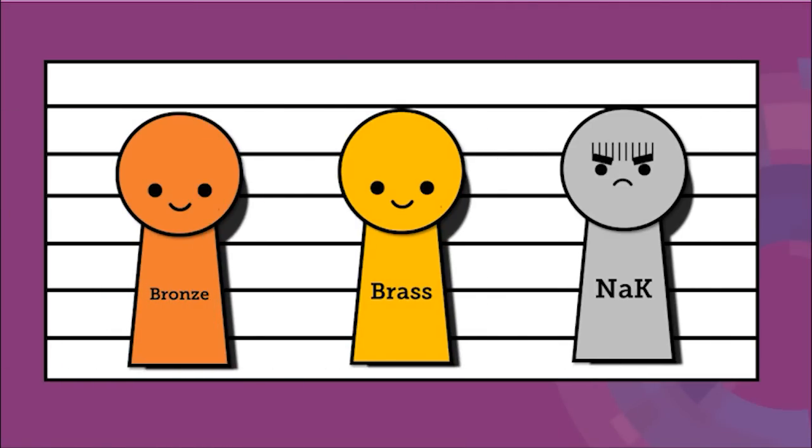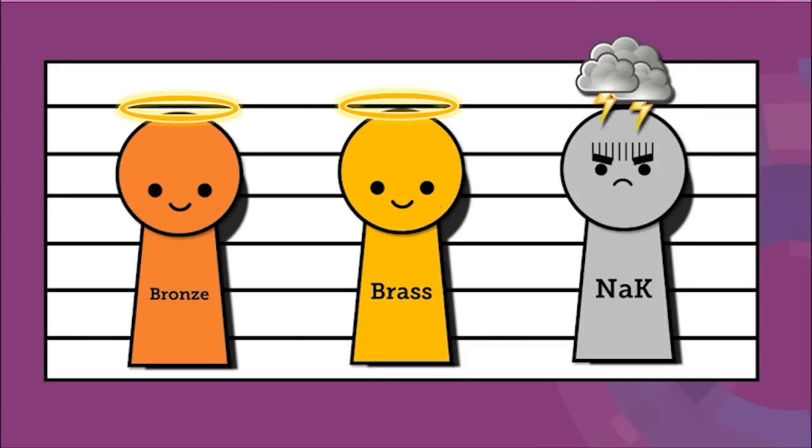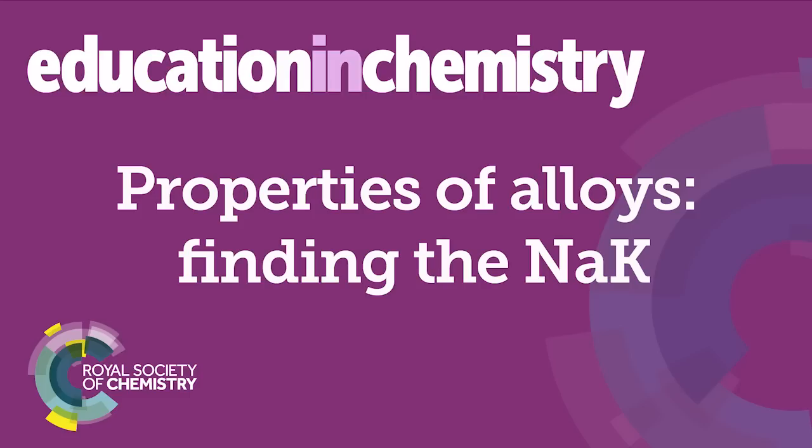Alloys are mixtures of metals, and one alloy called NaK stands out as having a really nasty reputation. Today we're going to take a closer look to see what it can teach us about the bonding in metals.